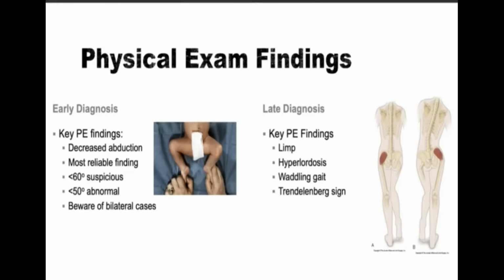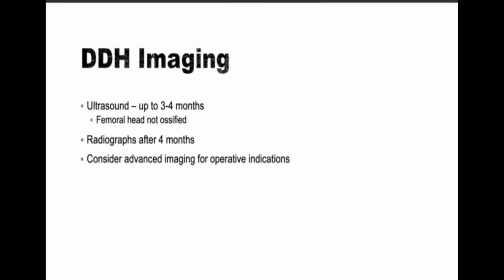If both hips are out, they can actually have hyperlordosis, meaning increased sway of their lower back as they try and compensate. And they have this kind of waddling or Trendelenburg gait. So it's really important when you're evaluating children to watch them walk up and down the halls and listen to mom and dad about what their concerns are.